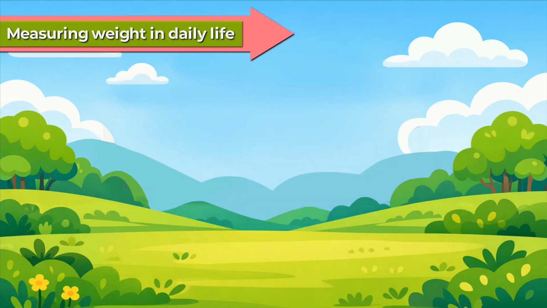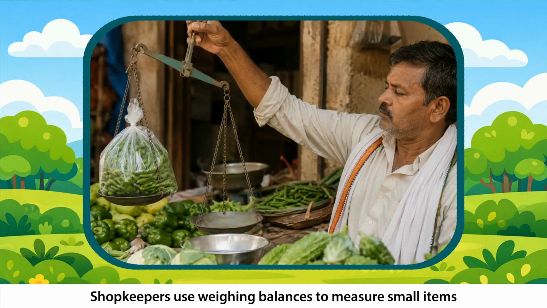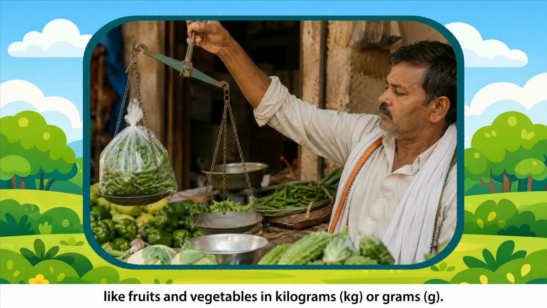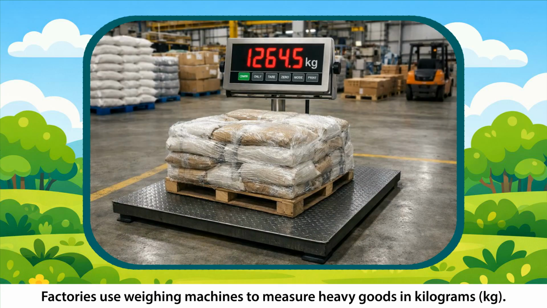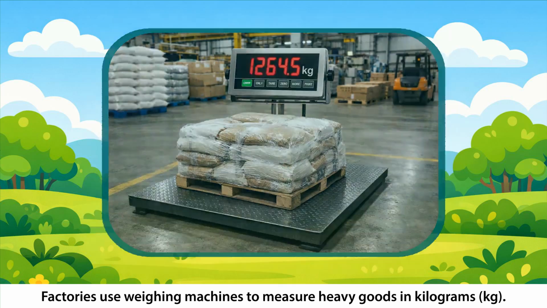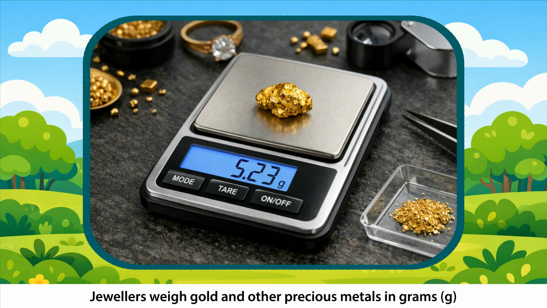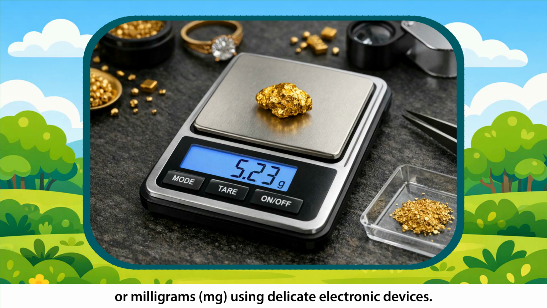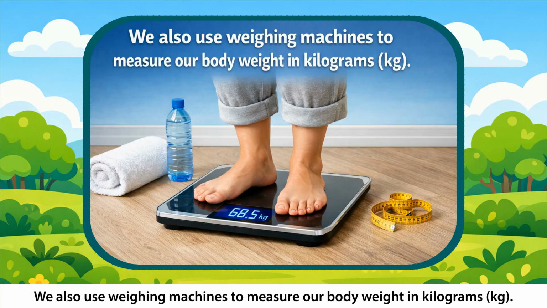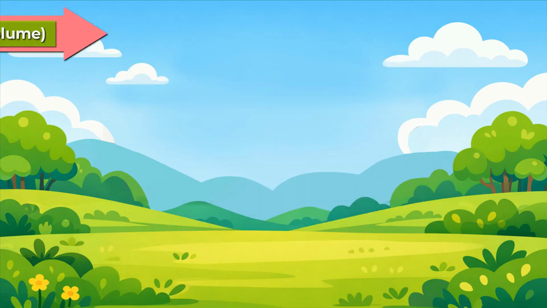Measuring weight in daily life. Shopkeepers use weighing balances to measure small items like fruits and vegetables in kilograms, kg, or grams, g. Factories use weighing machines to measure heavy goods in kilograms, kg. Jewelers weigh gold and other precious metals in grams, g, or milligrams, mg, using delicate electronic devices. We also use weighing machines to measure our body weight in kilograms, kg.